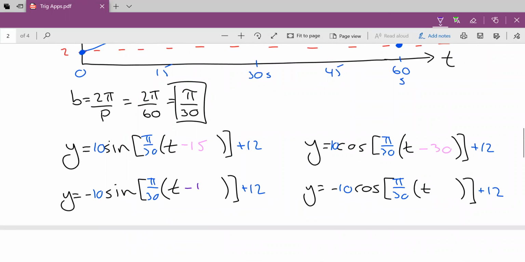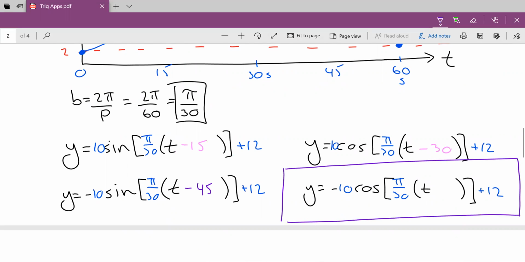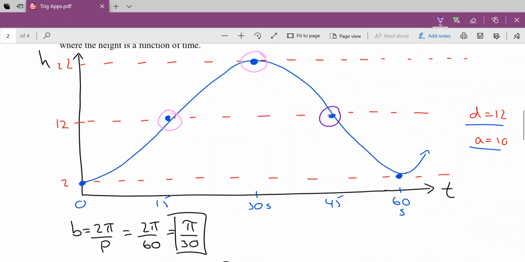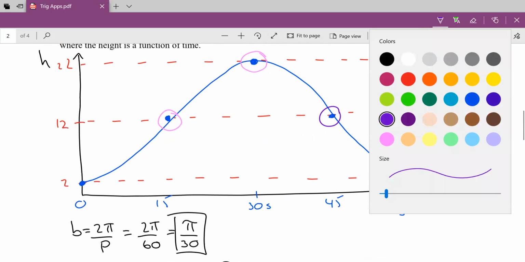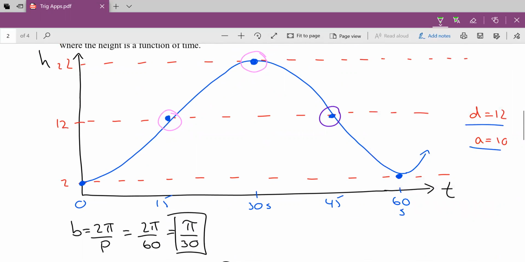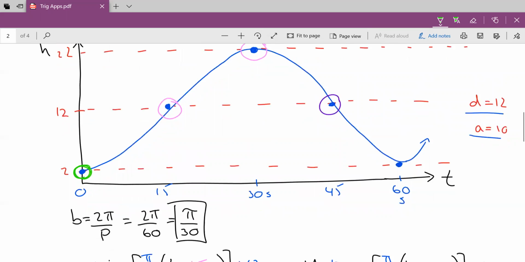The one that I want you to notice the most is this last one. Save the best for last. This one. Why do I like this one so much? Well, if a cosine graph usually starts at a max going down, a reflected cosine is going to start at a min going up. Look at where that is. On a Ferris wheel, I've never seen a Ferris wheel where I don't get on at the lowest point.